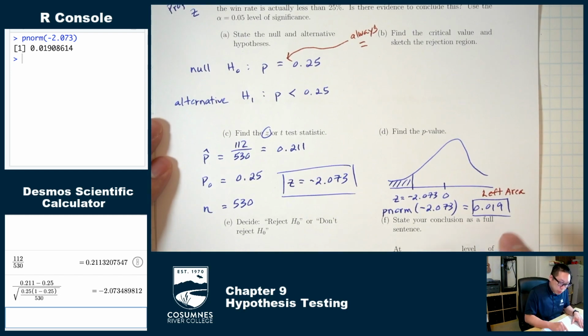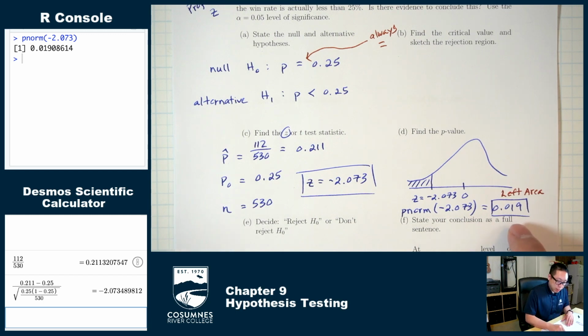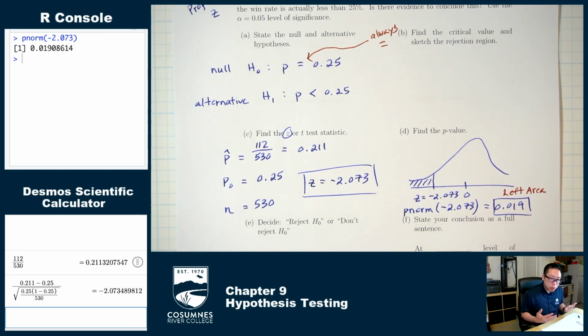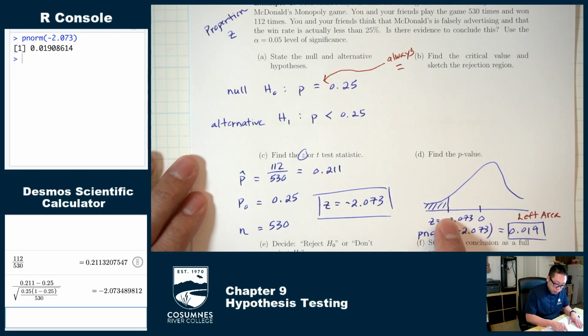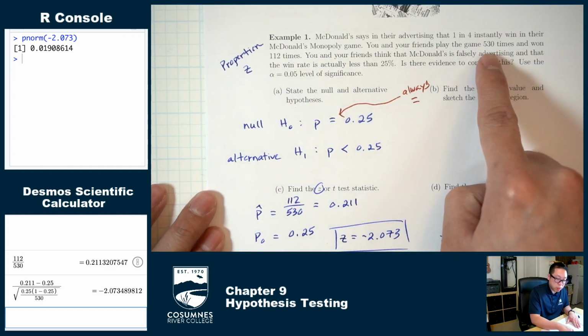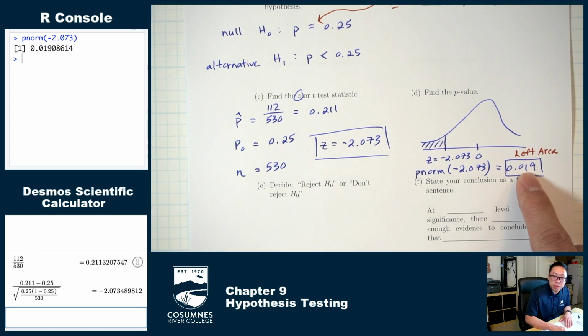Okay, what does this 0.019 mean? What this is saying is, assuming H0 is correct, assuming H0 is true, so assuming that McDonald's is telling the truth, what happened to us, which is winning 112 out of 530 times or less, would only happen this percent of the time, so roughly 1.9%.